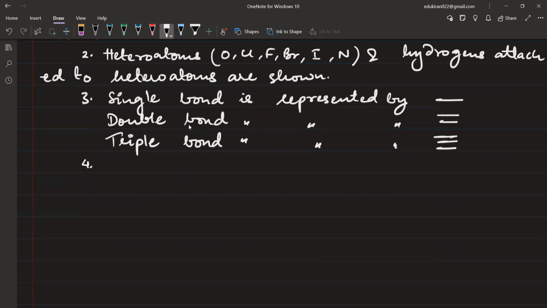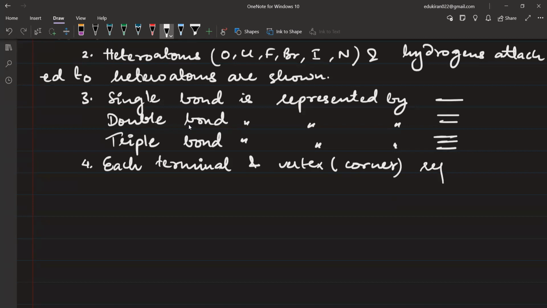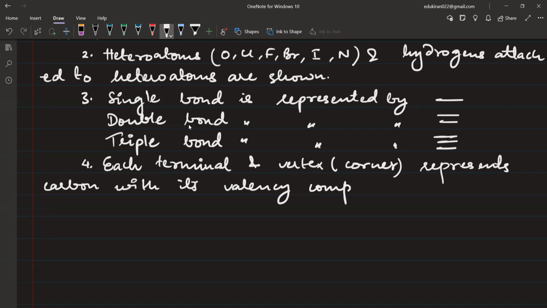See, each terminal and vertex, the vertex meaning corner, represents carbon with its valency completed by hydrogen.